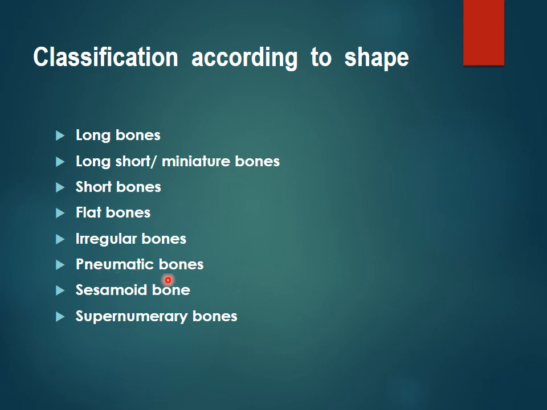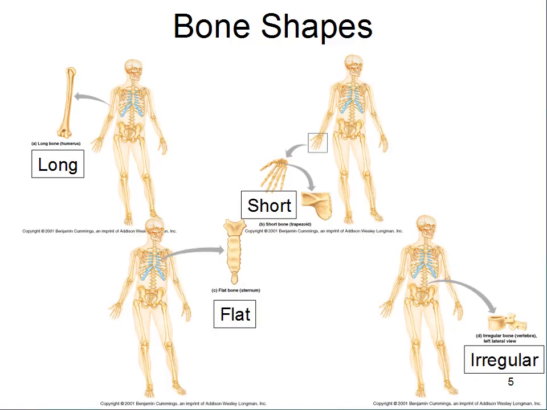So till that we have covered during the lectures. Now the sesamoid bones and the supernumerary bones were left, so moving on one by one. Initially you have seen the typical long bone, which has one diaphysis and the two ends which are the two epiphyses.